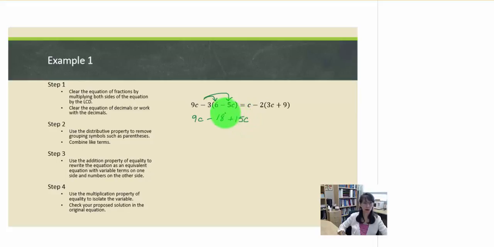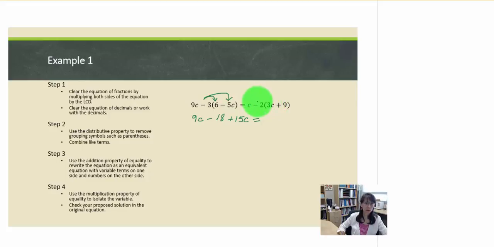And right there is where a lot of mistakes occur. Negative times negative becomes positive. Equal sign is next. On the right side of our equation, again, we have parentheses. 3c is a variable, 9 is a constant. So they're already simplified as much as can be.